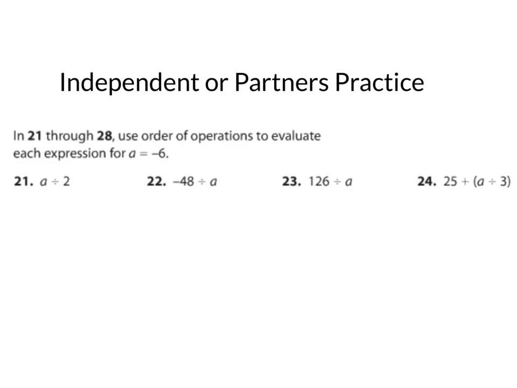Here's independent or partners practice. There are 4 problems. For each one, you are substituting a equals backwards 6 or negative 6. As you do this, look how I do it on 21. Just putting parentheses around it, just like that, carefully. And just like on 22, it should look like that. Please complete 21, 22, 23, and 24. Your answer for 21 is coming in 3, 2, 1.